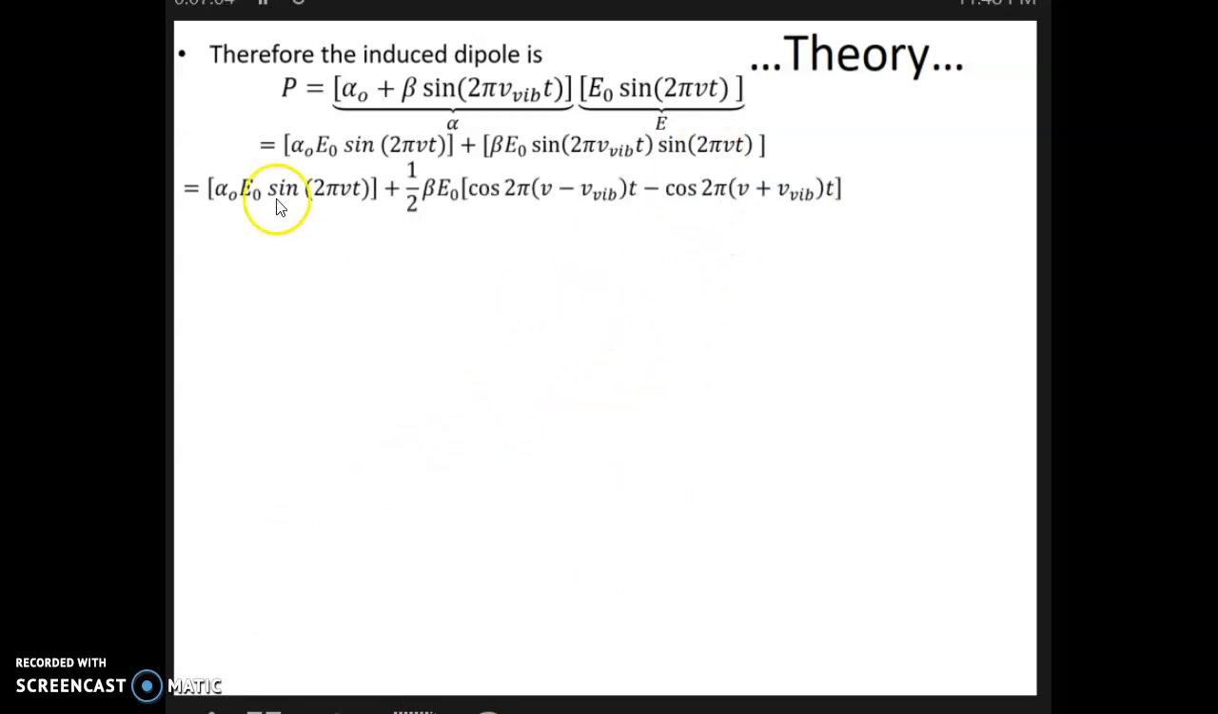Using the trigonometric relationship, which was supposed to come up somewhere here and it did not come up, sine A sine B equals half of cos(A minus B) minus cos(A plus B). We can expand this expression, and the expansion gives cos 2 pi (v minus v vib) t minus cos 2 pi (v plus v vib) t. So there are three components here.